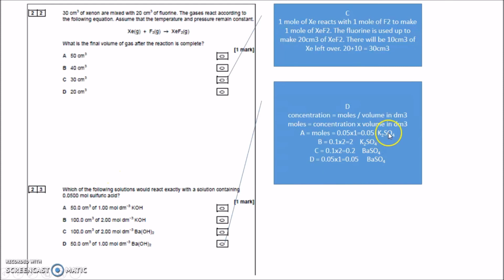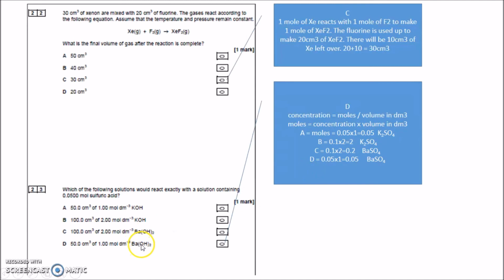Well, I know that a sulfate ion made from sulfuric acid is SO4 2-. Potassium is a 1+ ion because it's in group 1. It loses 1 electron. So I'm going to need two 1+ to balance the 2 minuses. So this is K2SO4. 1 mole of sulfuric acid will react with 2 moles of KOH because I'm going to have to balance it with a 2 in front of the KOH. So this is going to react 1 mole of sulfuric acid to 2 KOH. So my answer isn't A. My answer might be D.